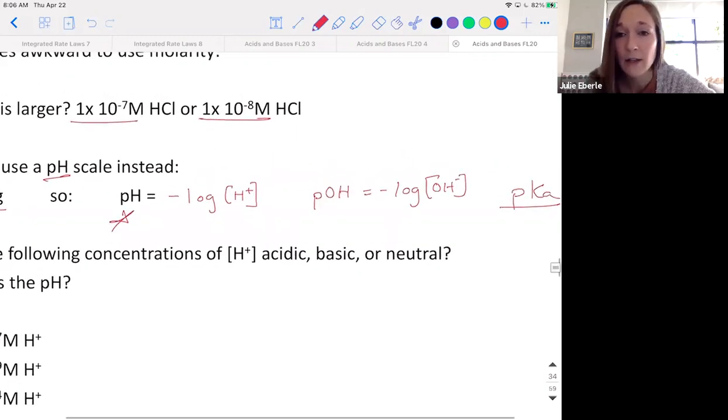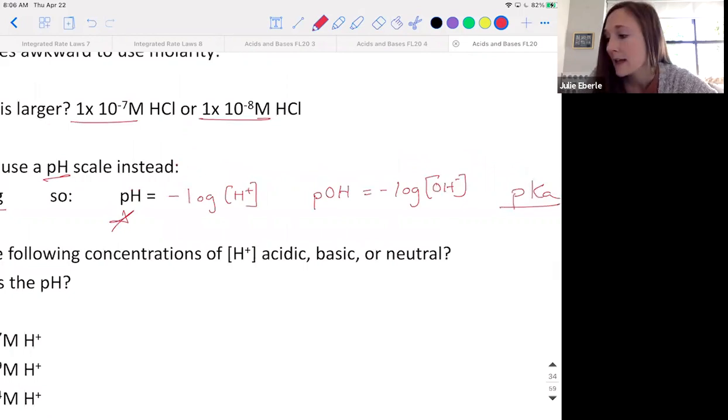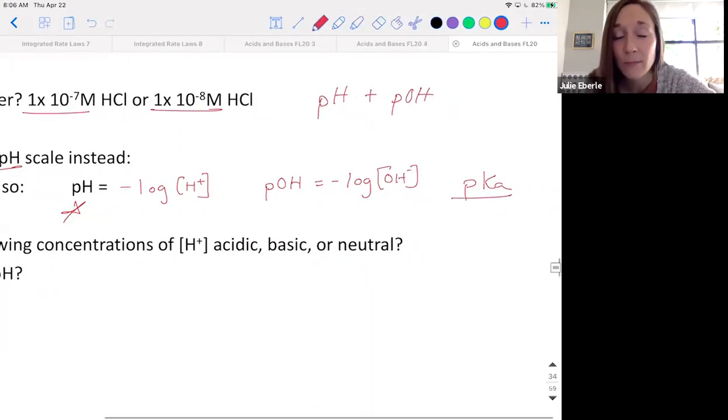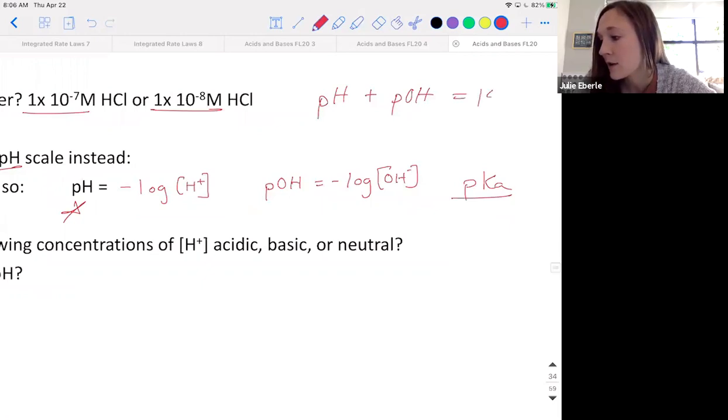Because I said the pH scale is from 0 to 14, we have an equation. It's a very simple equation. pH plus pOH, okay? When you take pH, if you were to calculate pOH as well and add those together, the sum will be 14. All right, so keep that equation in your back pocket. It's a very simple one, and we'll use that as well in a little while.